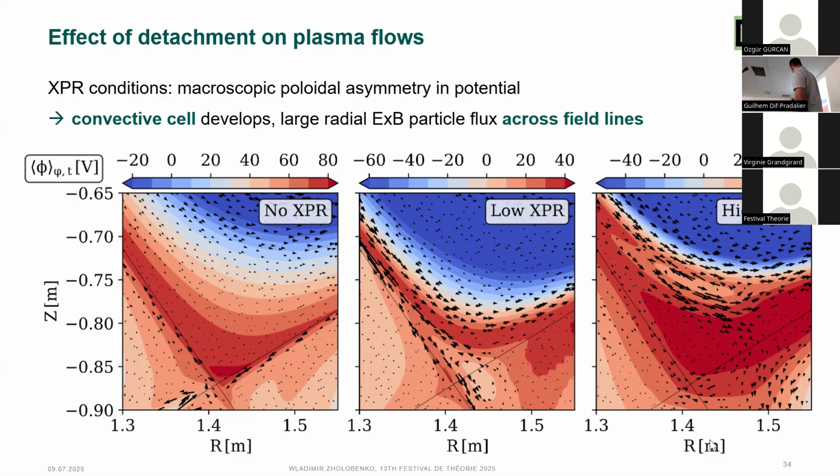Then when you have this cold and dense plasma spot moving into the confined region, you get a vortex cell around the separatrix here. And then the high X-point radiator case, it has moved into the confined region. So the strong poloidal gradients in plasma density and temperature and the high resistivity allow for poloidal gradients of the electrostatic potential and for stationary vortex cells.